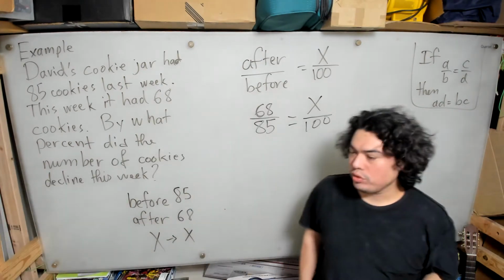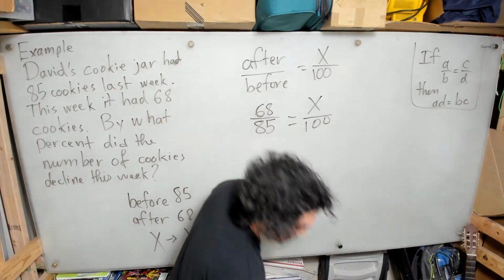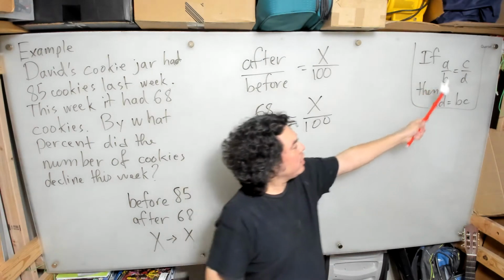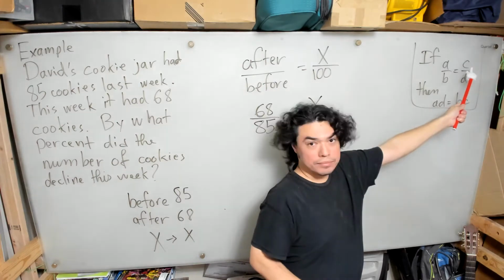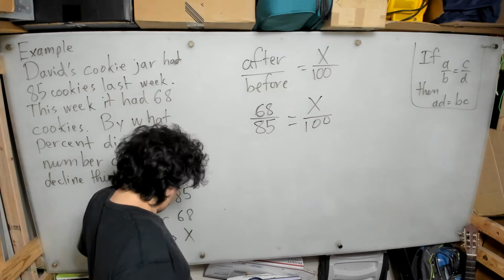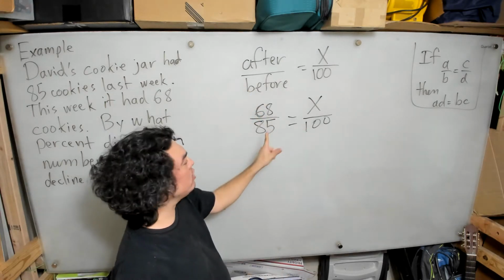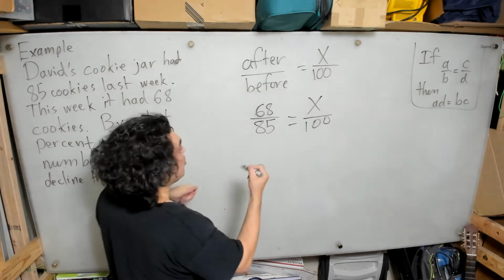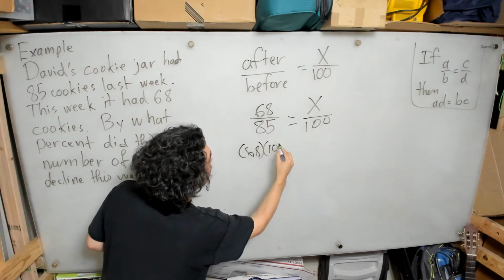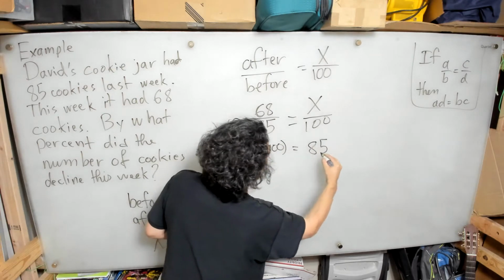And so now we look at our general rule for proportions, right? So if A over B equals C over D, then AD is equal to BC. So here, what that means is that I'm going to take my A times my D, and set it equal to my B times my C. So in other words, the 68 times the 100 will equal 85 times x, or in other words, 85x.